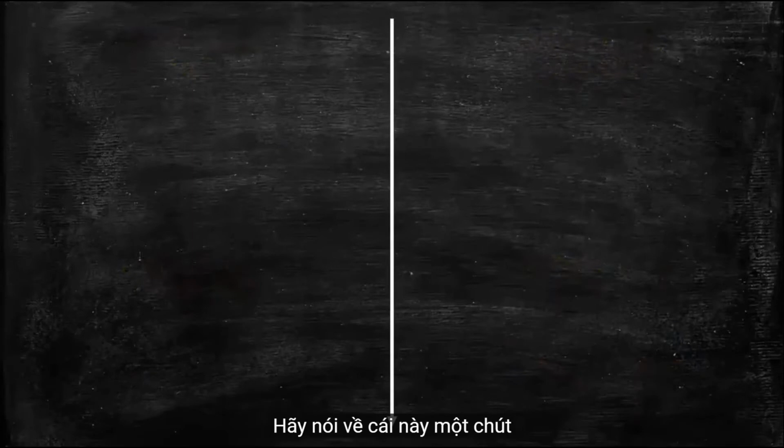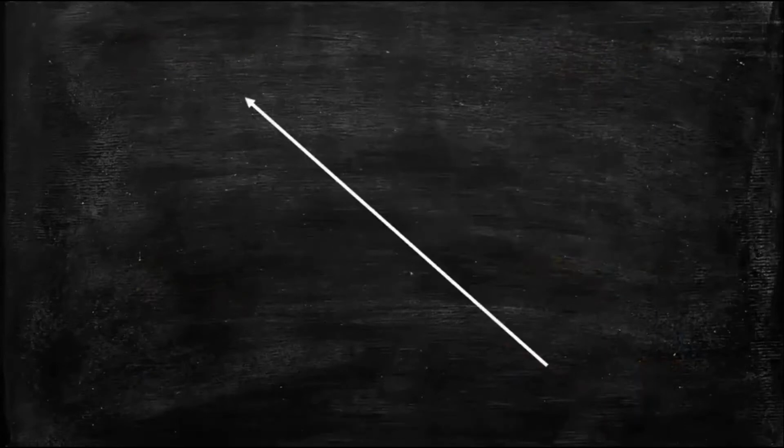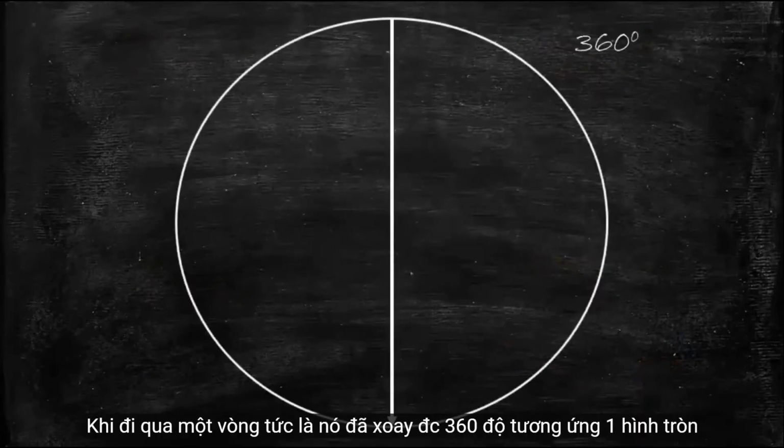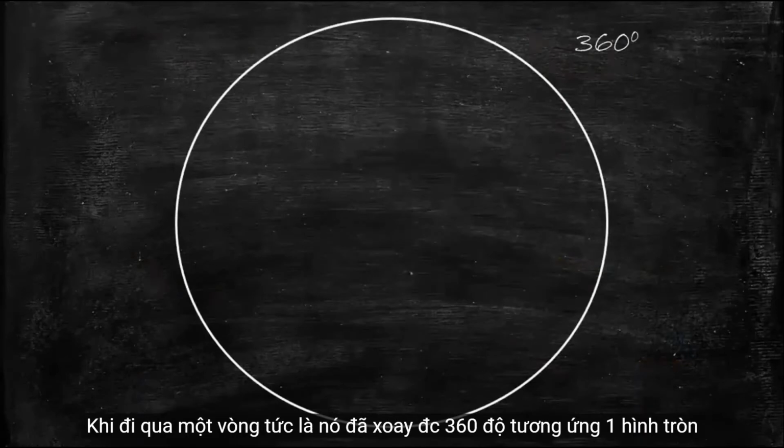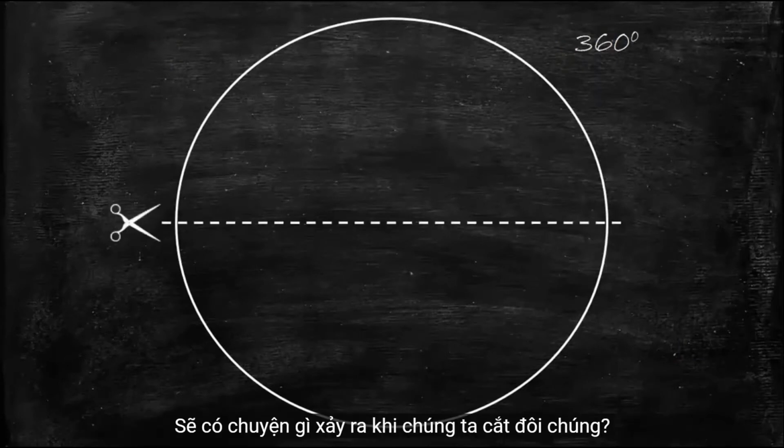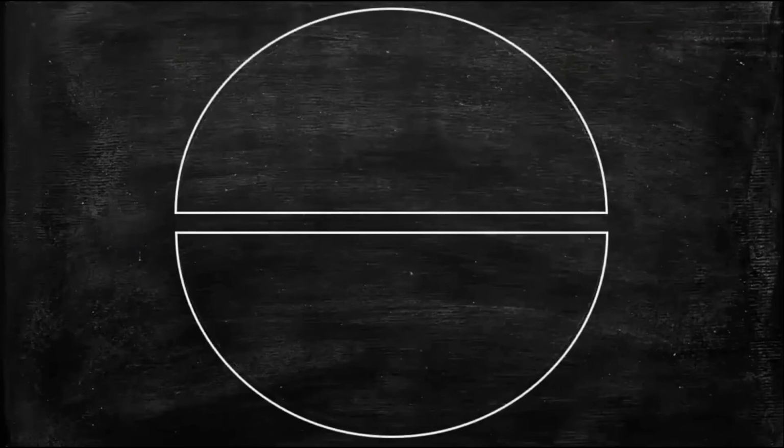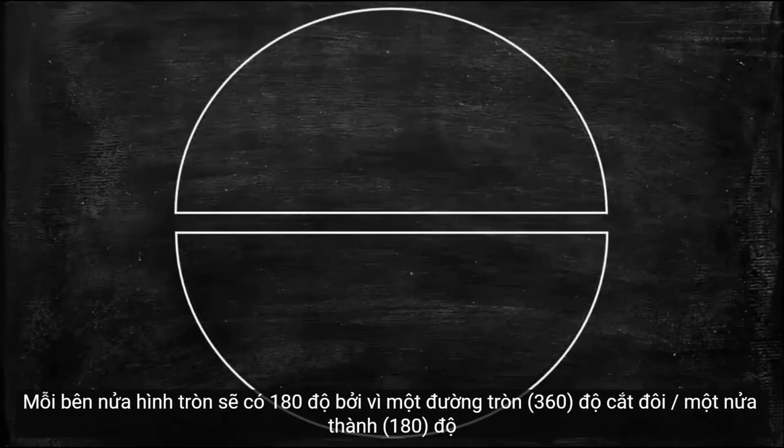So let's talk about this a little bit. We have a line here, and let's rotate it. One rotation of the line is 360 degrees, which means that this is the whole circle. So what happens if we cut it in half? If we cut it in half, the degrees on each side of the circle will be 180, just because it is half of 360.